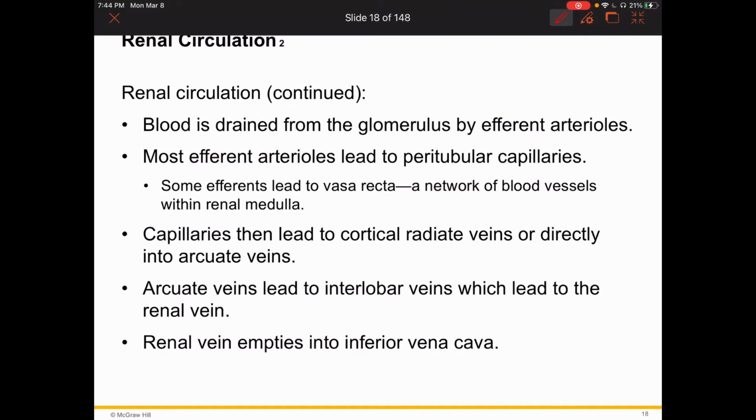The blood is drained from the glomerulus by the efferent arterioles, so it's actually coming right back out. Most efferent arterioles lead to the peritubular capillaries. Some of them also go to the vasa recta, a network of blood vessels in the medulla proper, and we'll look at those in a picture because it's better than when I try to draw it. Capillaries then go to the cortical radiate veins, or directly into the arcuate veins themselves. So in the cortical region of the kidney we start transferring blood back over into the veins, and the veins go back down the interlobular columns and back out.